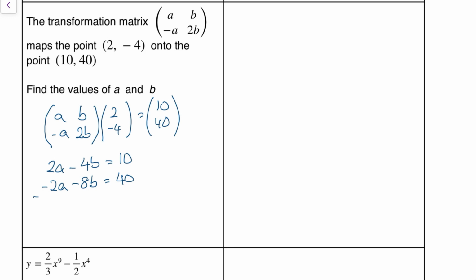Two equations, two unknowns. Thankfully, the a's cancel, so I'm just going to add these equations together. So 2a minus 2a goes away. Minus 4 plus minus 8 is minus 4 minus 8, which is minus 12b. I'm hoping it's going to be a nice number, but it's not going to be, is it? Okay, let's continue. And 10 plus 40 is 50. Not nice at all. So therefore B is going to be minus 50 over 12, which is minus 25 over 6.